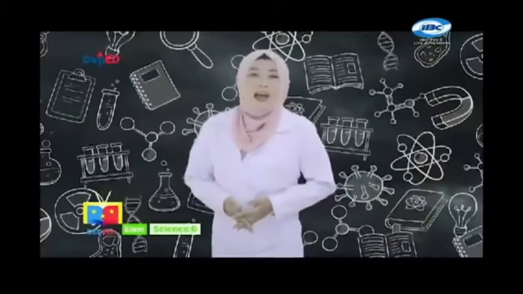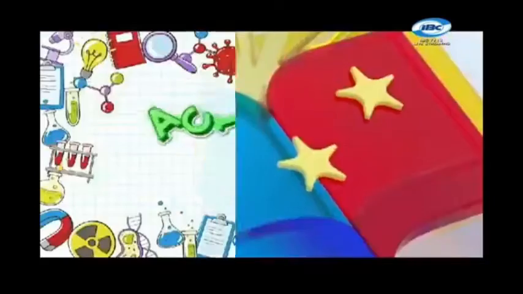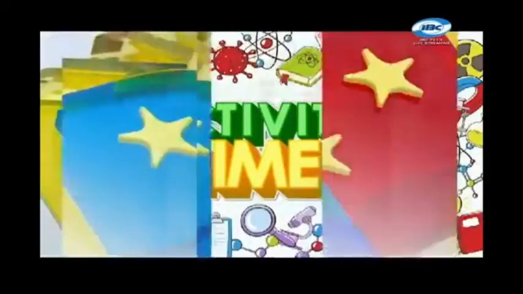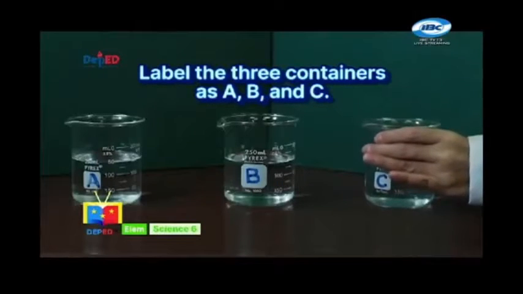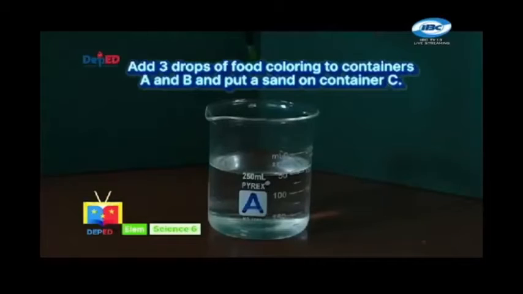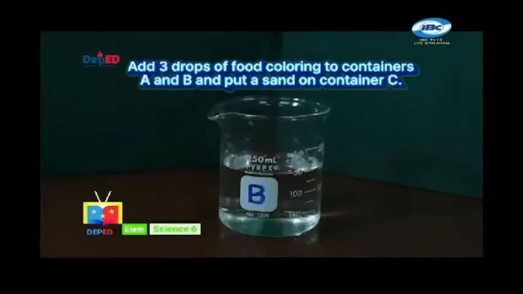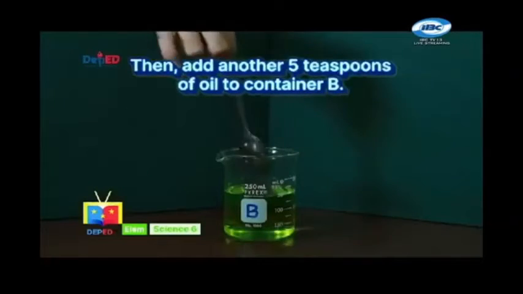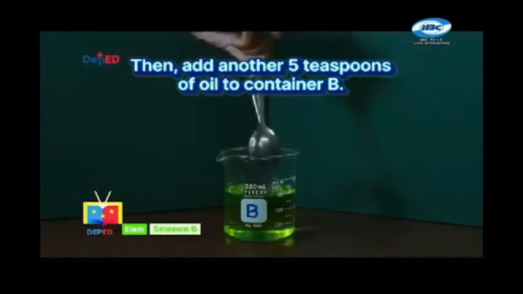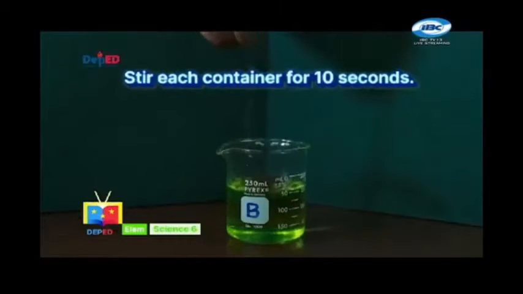Now, let's have our activity time. First, label the three containers as A, B, and C. Add 3 drops of food coloring to containers A and B. And put sand on container C. Then, add another 5 teaspoons of oil to container B. Stir each container for 10 seconds.